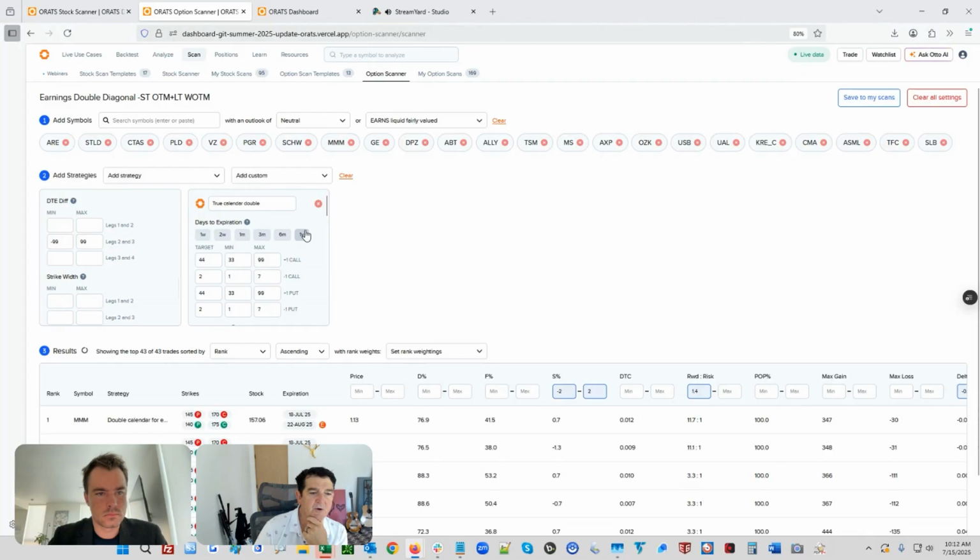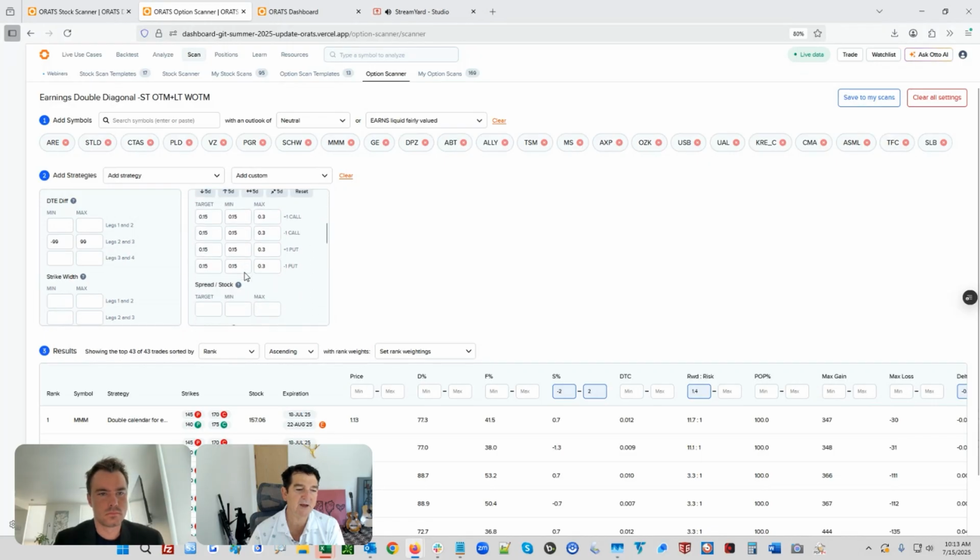So that's why we're not seeing any true double calendars right now, because it's set for leg 1. It's leg 1 minus leg 2 minus leg 3 minus leg 4. Those are the settings for the leg relationships. So we want a minimum of, say, 20 and a maximum of say 50 between leg 1 and leg 2, right? So it's this minus that.